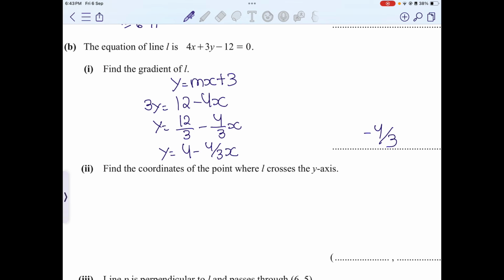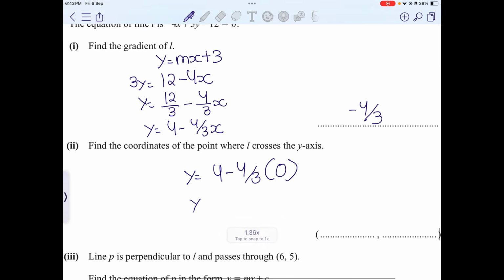Find the coordinate of the point where L crosses the y-axis. Now when it says crosses the y-axis, it basically means what is the value of y when x is 0? Because on the y-axis, the vertical axis, x values will always be 0. So y equals 4 minus 4 by 3 times 0. When you multiply negative 4 by 3 into 0, you get 0, so y would equal 4. So that means when x is 0, y is 4. I hope this is clear.